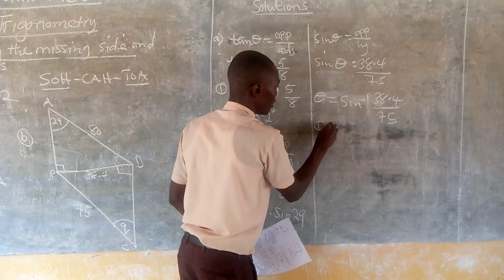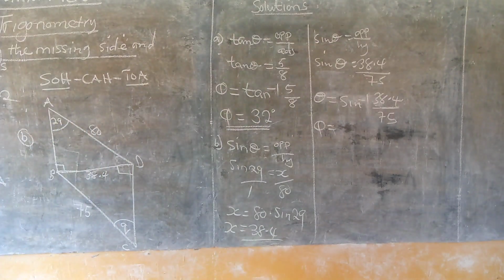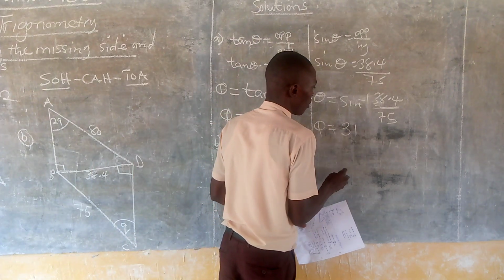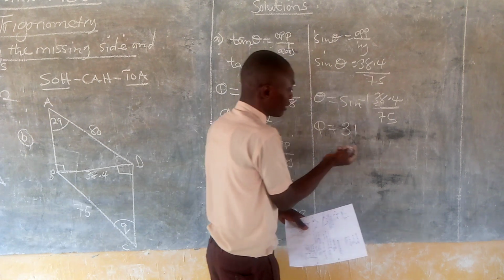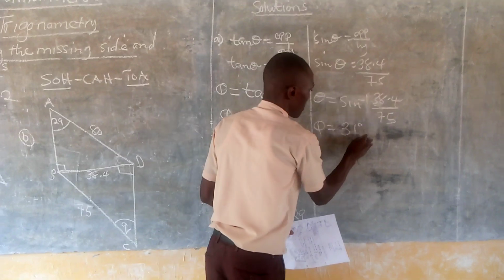We find the angle Q. 31. Different answers, 30, 31, which one is which? 30.8, so you have rounded off? Yes. Okay, so 31, is that our final answer? Yes.